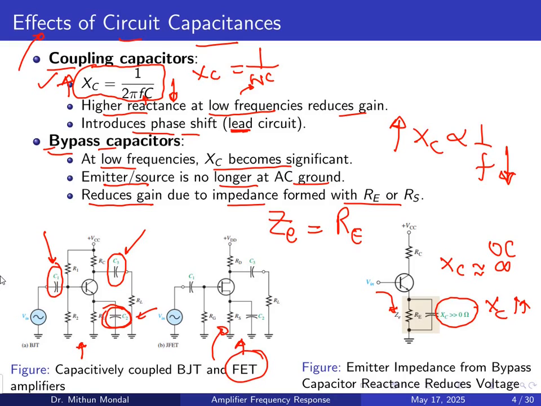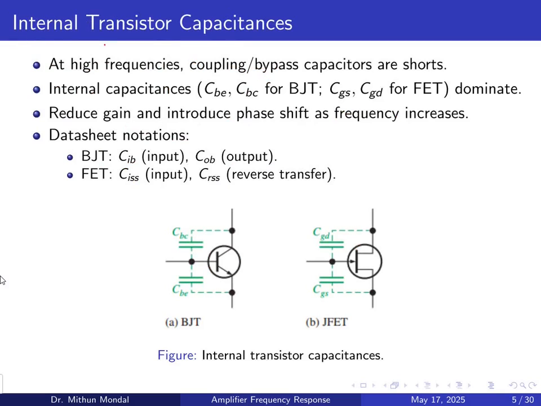Only in place of emitter, base and collector, we will have gate, source and the drain. And we will also have the coupling capacitors and the bypass capacitor there. The fundamental principle remains the same. Now in a transistor, you have certain internal capacitances. So when the frequency is high, the coupling and the bypass capacitors are basically short, and the internal capacitances, for example in BJT the base emitter capacitance or base collector capacitance.